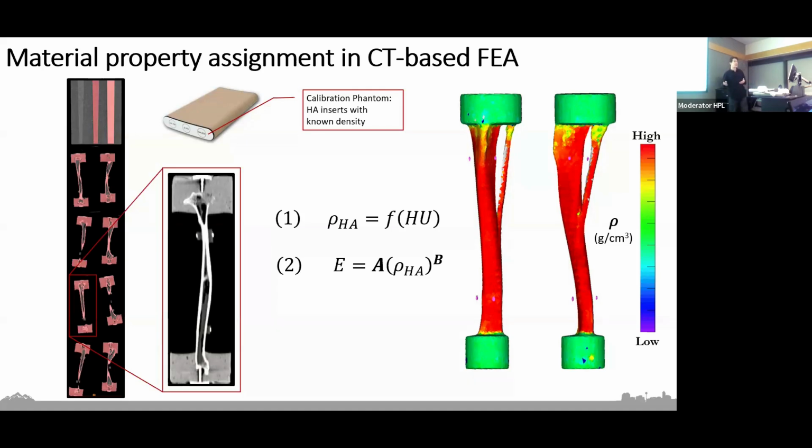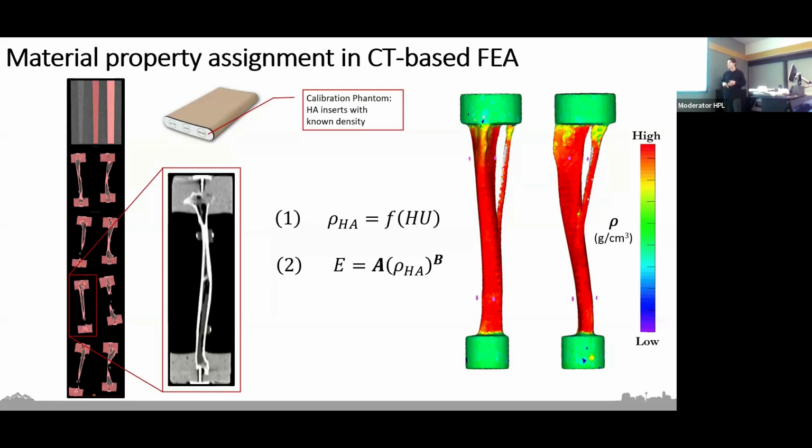But of course, for finite element analysis, we wouldn't use a material property like density. We're talking more about something like the elastic modulus. So we have to convert those density values into elastic moduli. It's been suggested, and very commonly used in the literature, that there exists a power law relationship between those hydroxyapatite equivalent bone density values and the underlying elastic modulus of that individual voxel.